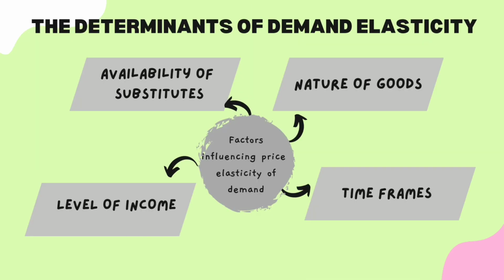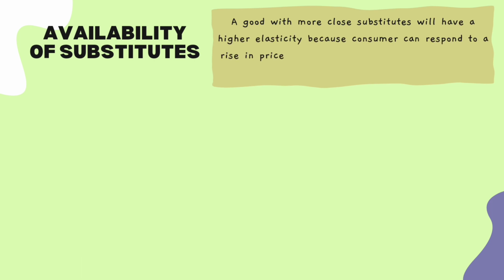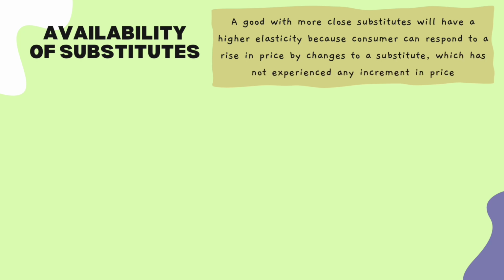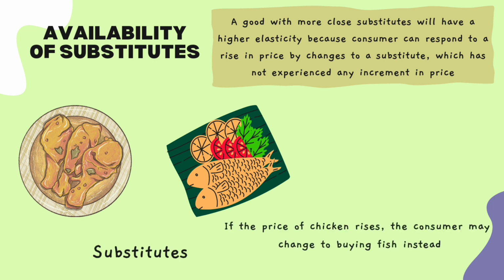Then we move to the determinants of demand elasticity. Number 1, availability of substitutes. A good with more close substitutes will have higher elasticity because consumers can respond to a rise in the price by changing to a substitute, which has not experienced any increase in price. For example, chicken and fish are substitute products. If the price of chicken rises, the consumers may change to buying fish instead of chicken.